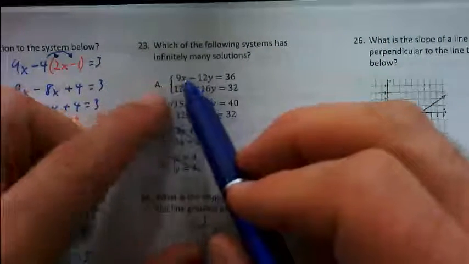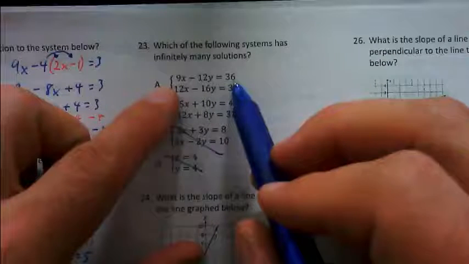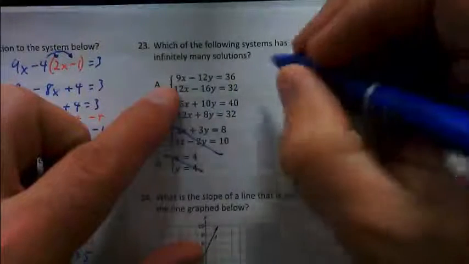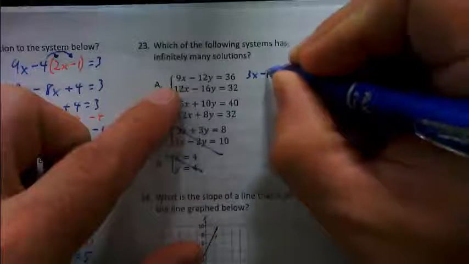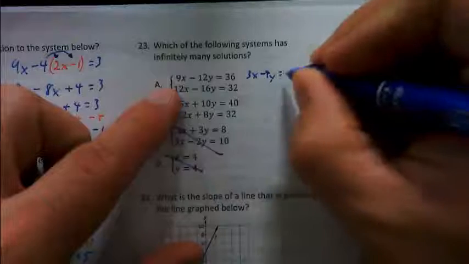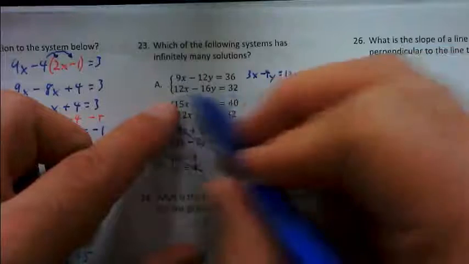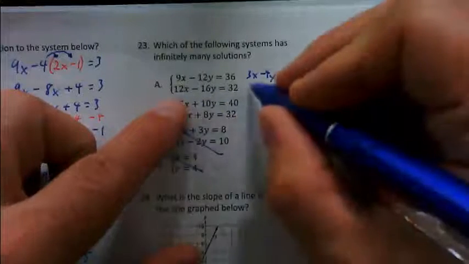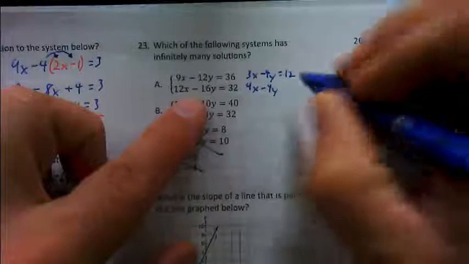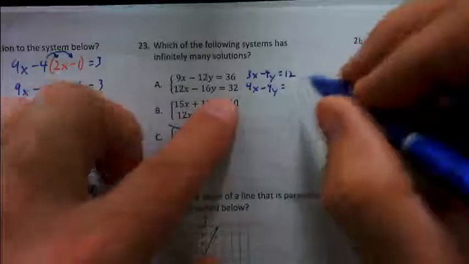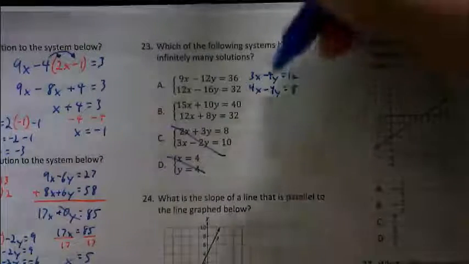So on letter A, all those are divisible by 3, so I'm going to divide these by 3 and see what we get. 3x minus 4y equals 12. I'm going to do the same thing here, but now a common factor that they all have is 4, so divide all of them by 4. I get 4x minus 4y equals 8. Well, are they exactly the same?